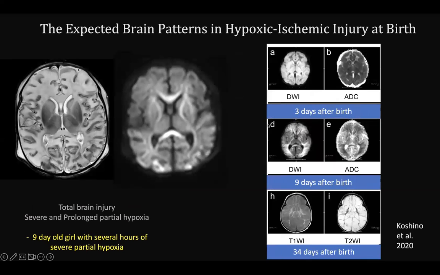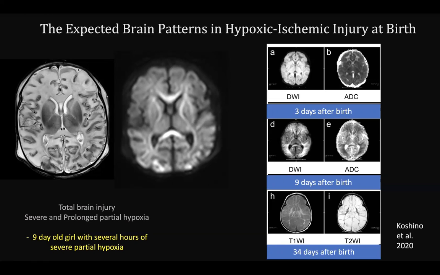And then we have this total or global brain injury that is normally related to a severe and prolonged partial hypoxia. You see this diffuse edema and restriction. And in this beautiful paper by Coscino and colleagues, you see how this restriction involving the whole brain in ADC and DWI then evolves over time, involving in this case mainly the white matter, also including the white matter tracts in the nucleocapsular region here, and then evolving chronically into, unfortunately, a diffuse encephalomalacia.